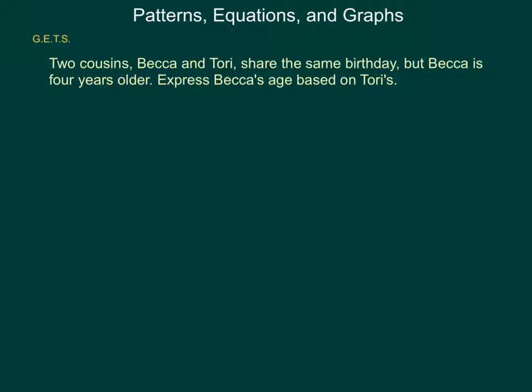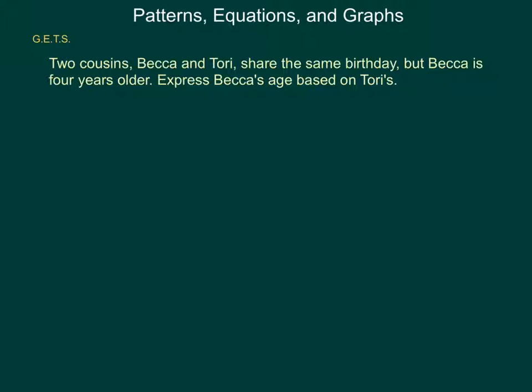So here we have a story. Two cousins, Becca and Tori, share the same birthday, but Becca is 4 years older. Express Becca's age based on Tori's. When we have equations that are centered around two variables, it's often accepted that one variable is what we call independent and the other is dependent. And we'll speak about these terms in later lessons. But basically what it comes up to is that one item controls the other. Since we're supposed to be expressing Becca's age in terms of Tori's, we're going to assign Becca as the dependent and Tori as the independent.